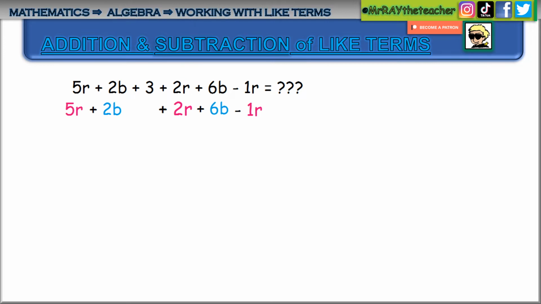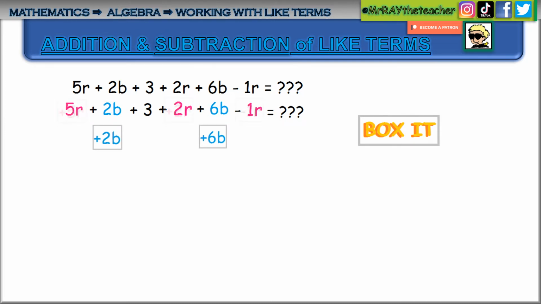So we've got 2b, which could be 2 blues. 6b could be 6 blues. Your 5r could be 5 reds. 2r is 2 reds, minus 1r, which is 1 red. And we have a 3 of no color. You could also think of it as numbers which are boxed. So here, box it.